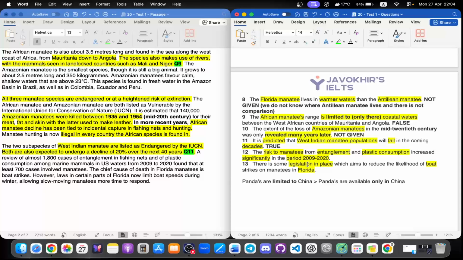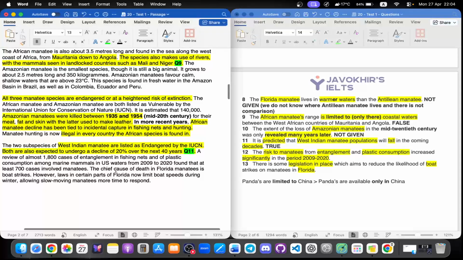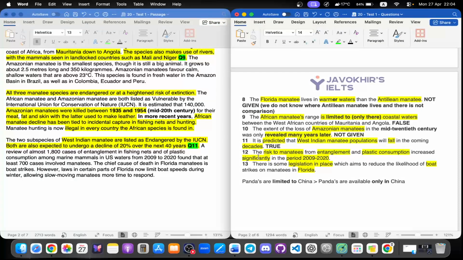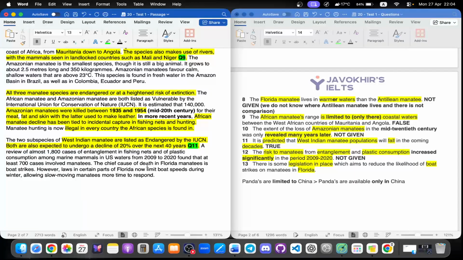The risk to manatees from entanglement and plastic consumption increased significantly in the period. A review of almost 1,800 cases of entanglement in fishing nets and plastic consumption among marine mammals in U.S. waters from 2009 to 2020 found that at least 700 cases involved manatees. So the risk to manatees from entanglement increased significantly. We don't have this one, so we're not going to think twice: not given. We don't know, because it's not saying if it's going to increase or decrease.